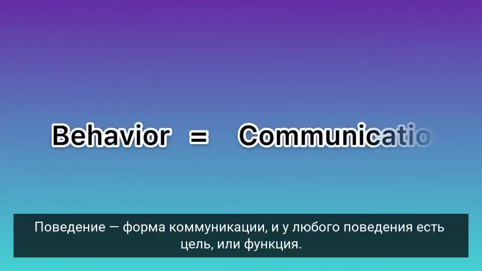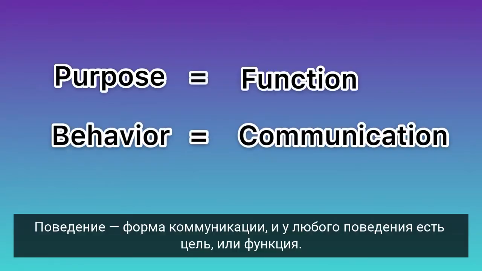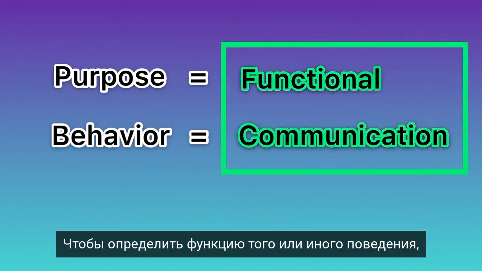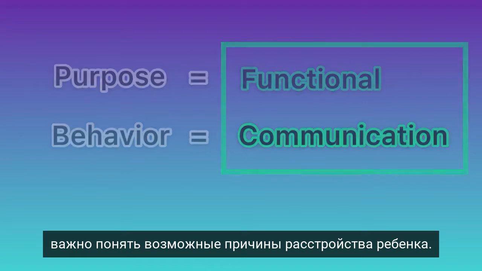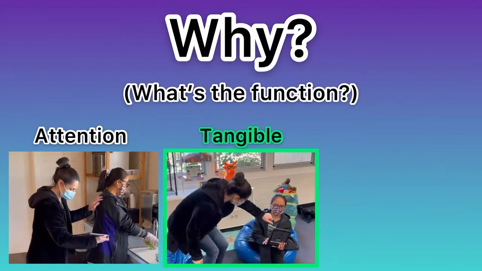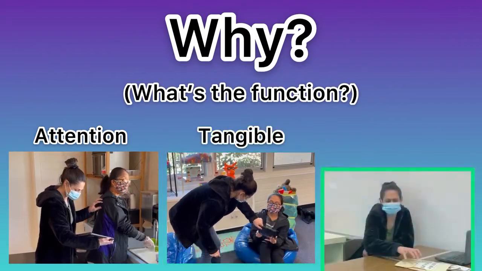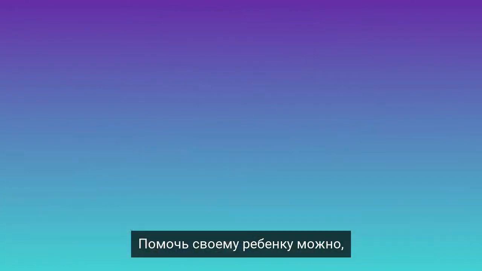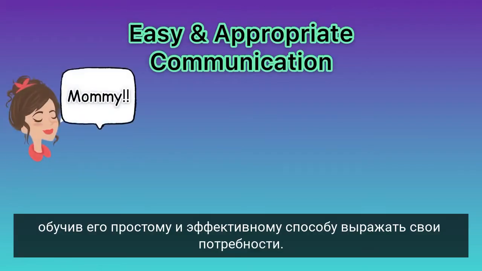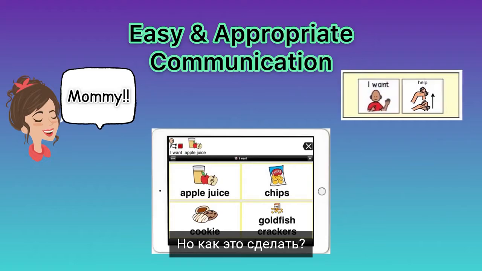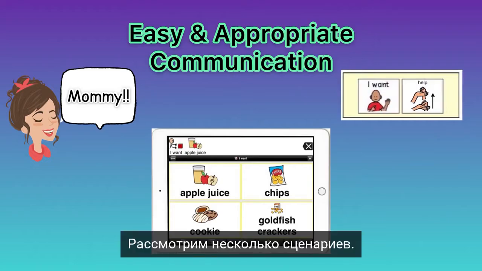Behavior is a form of communication, and there's a purpose, or a function, behind every behavior. To figure out the function of their behavior, it's important to understand possible reasons why they're frustrated. Maybe they want your attention, or they want access to an item, or they want to get out of doing something altogether. A good way to help your child is to teach an easy and appropriate way to signal their needs. But how do we figure out the best way to teach this? Let's look at some scenarios.